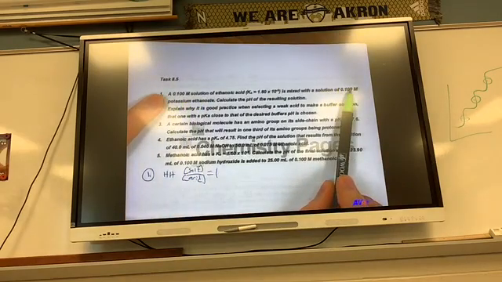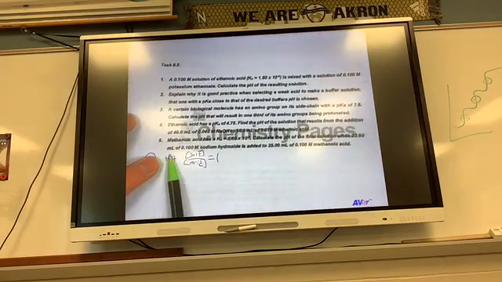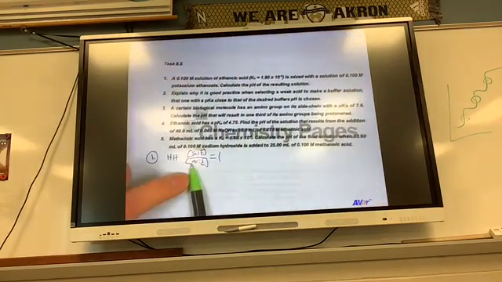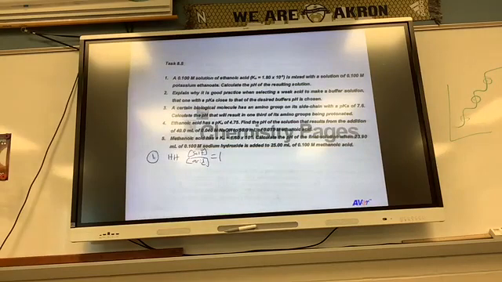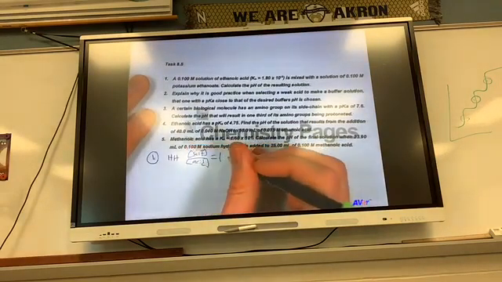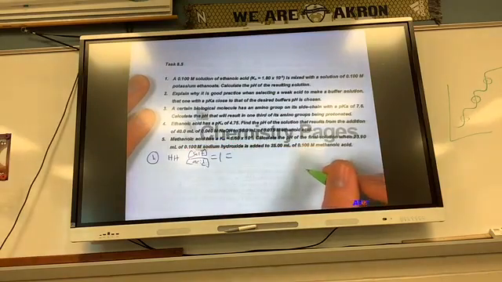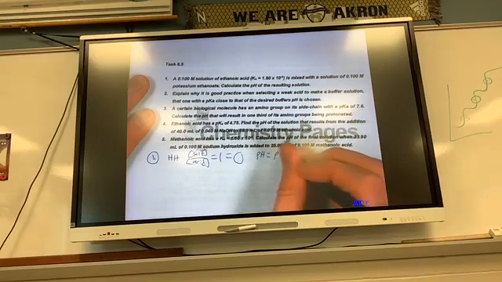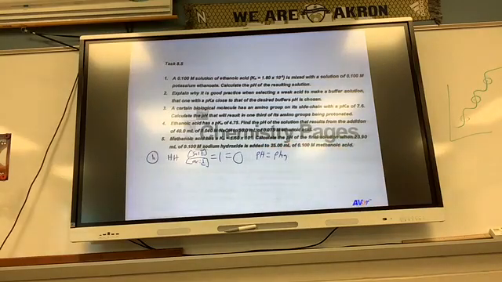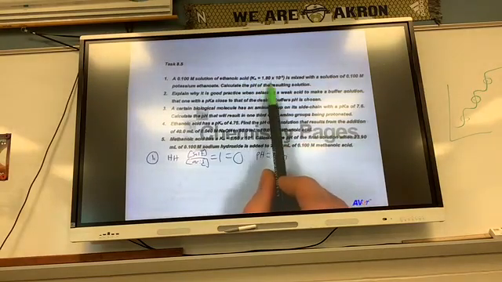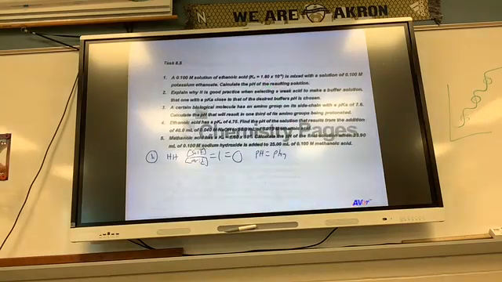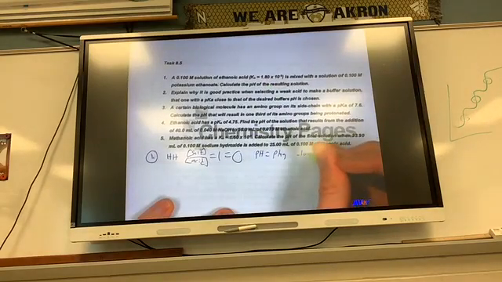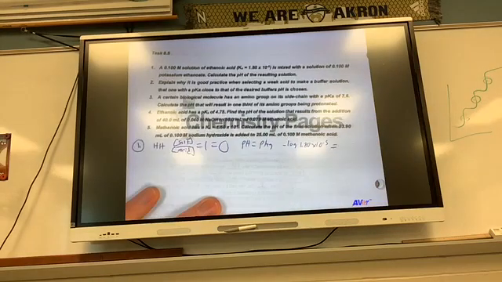Yes, 0.1 divided by 0.1 is 1. So if that equals 1, then this whole term technically equals what? What's the log of 1? 0. Log of 1 is 0, which means pH equals pKa. Agreed? So I need to get the pKa from this, which means all I have to do is do the negative log of 1.80 times 10 to the negative fifth. So do that in your calculator, and you got it.